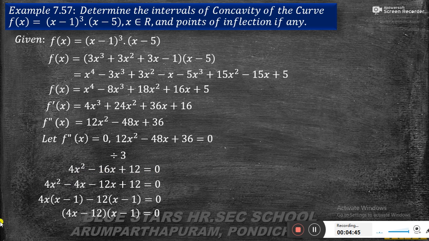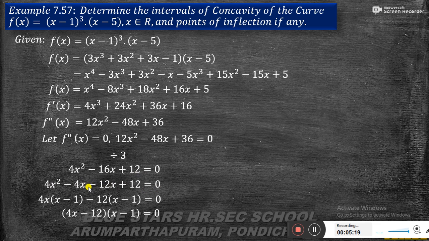Now I factorize this, so that means I write 4 into 12, 48. So we take two numbers whose multiplication gives 48 and whose sum gives minus 16. So I take minus 4 and minus 12. Multiplying minus 4 and minus 12 gives 48, and adding these two numbers gives minus 16. Therefore I write it as 4x square minus 4x minus 12x plus 12 equal to 0.